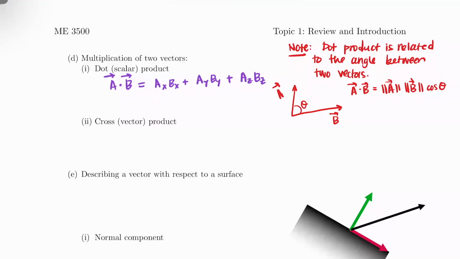One other thing I wanted to mention is you might have noticed that if you do the dot product of A with itself, this is just equal to the square of the magnitude of A.